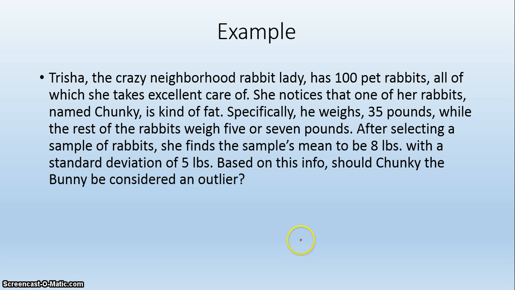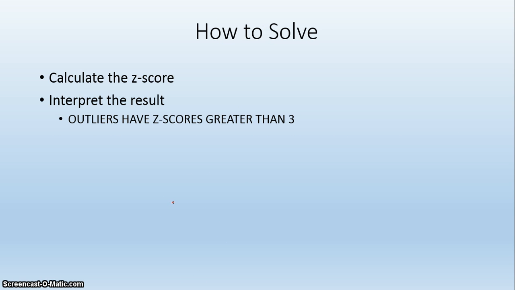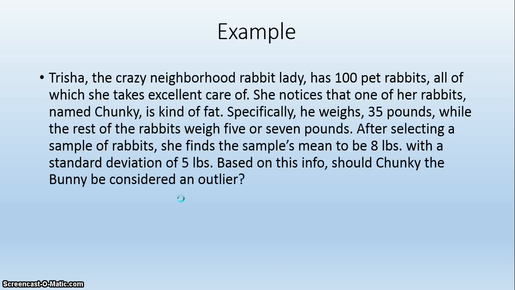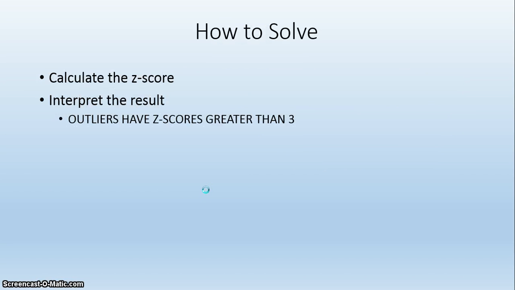Now, technically, since this is a sample, you would use a slightly different formula than what I'm about to show you. But the general Z-score formula will show you whether or not something is an outlier or not. So let's try it, right? Anyways, to determine if something's an outlier, calculate the Z-score, which I'm sure you've done a billion times before, and interpret the result.